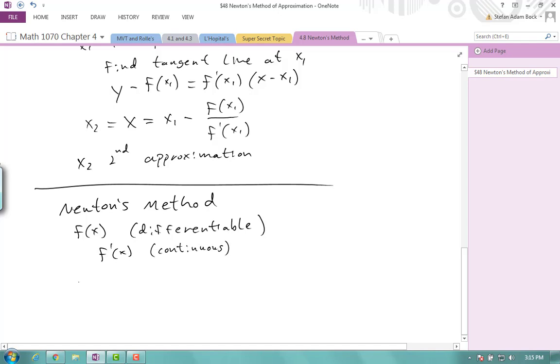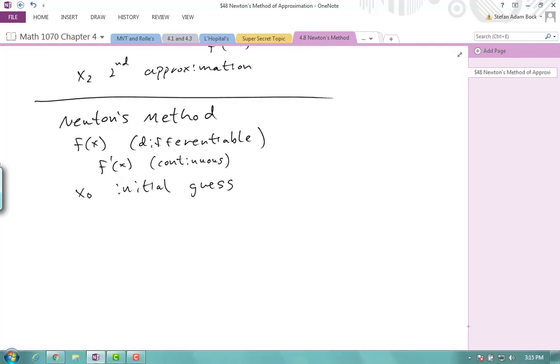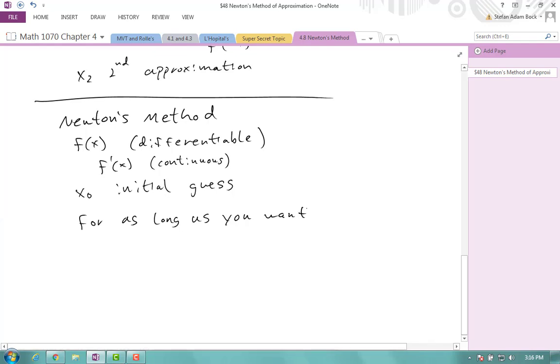And then you give it an initial guess. Then what the computer does is, for as long as you want, and this could be, I want to do so many iterations, or I need you to do this until I reach a certain amount of precision, like I need to know the answer within 15 decimal places. The computer will do that if you tell it.